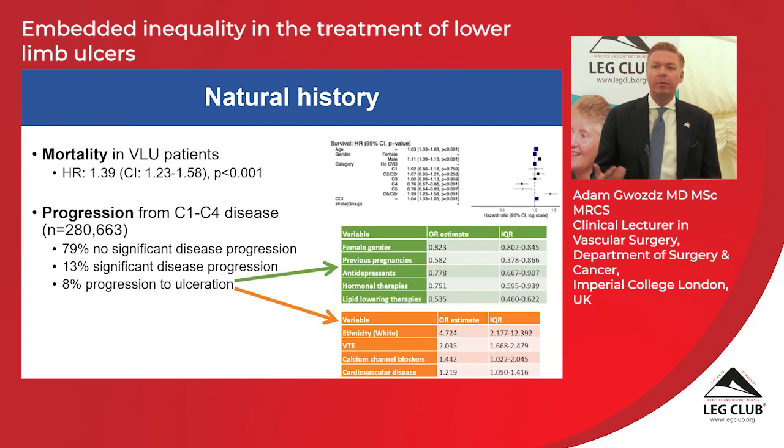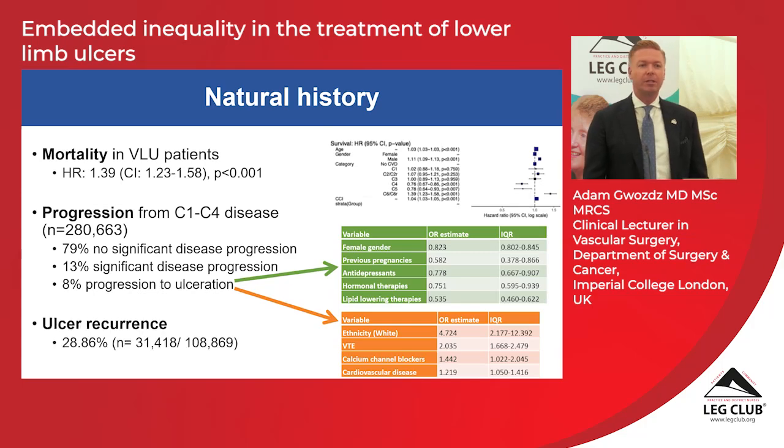Progression is another one. We heard from Prof. Whiteley about the progression of disease. We know very little about the factors that actually cause progression of disease from, let's say, C2 to C6, or even if you increase one CEAP category classification. We've seen global data suggest that progression happens in about a third of patients.